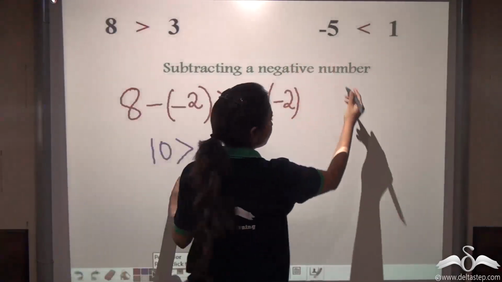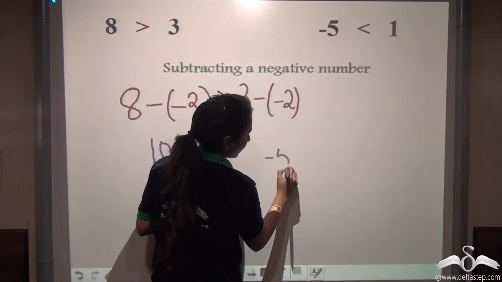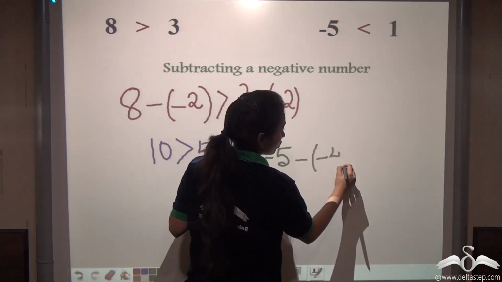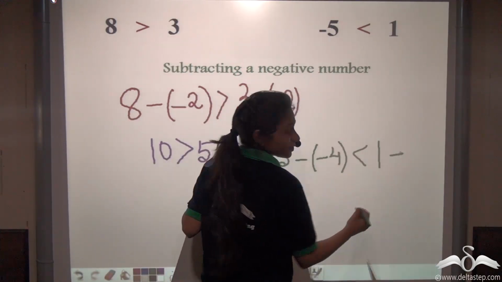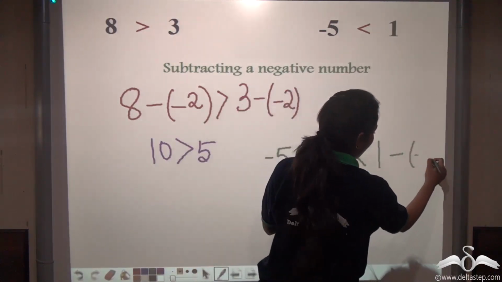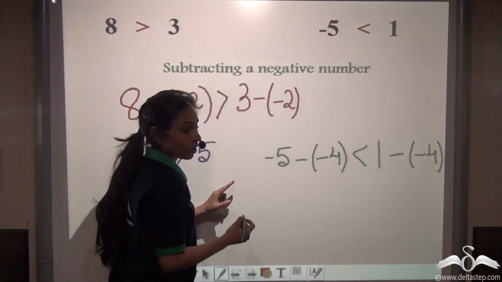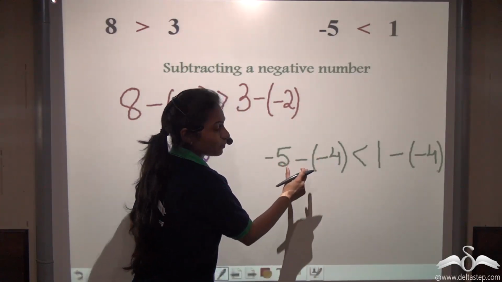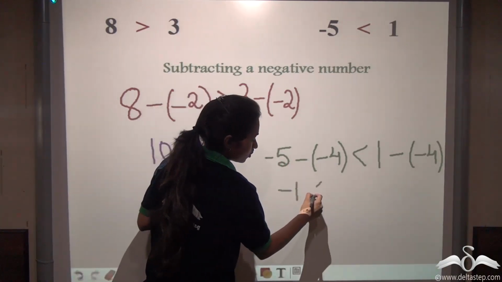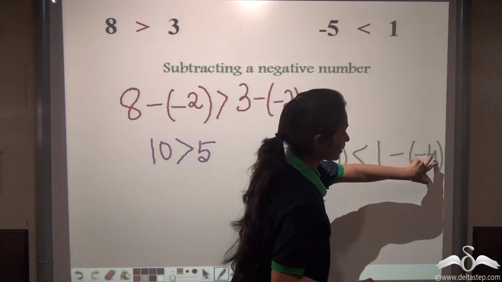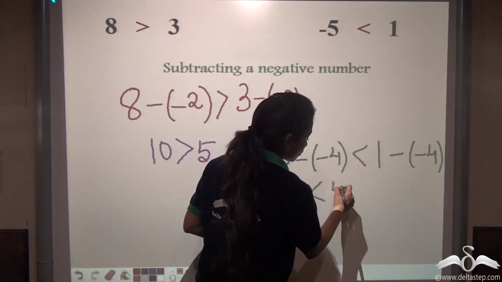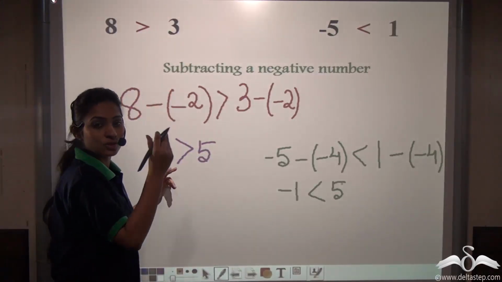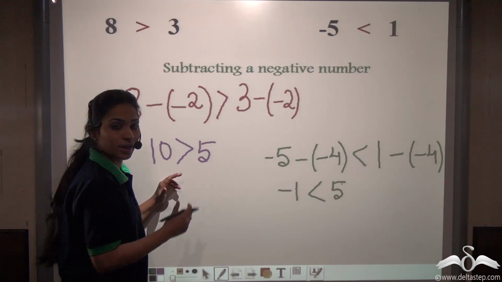Similarly, check for this inequation. Minus 5. Subtract a negative number from it, say minus 4. Should be less than 1 minus a negative number, that is the same as minus 4. So now what do you get? Minus 5 minus minus 4, that is plus 4. So minus 5 plus 4 gives us minus 1. Should be less than 1 minus minus 4, that is 1 plus 4, which is 5. So again minus 1 is less than 5. So you can say that subtracting a negative number from both sides of an inequation does not change the inequation.